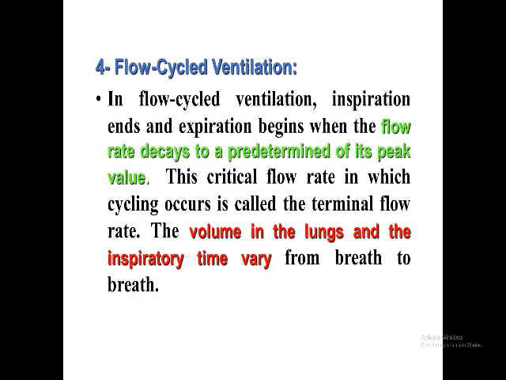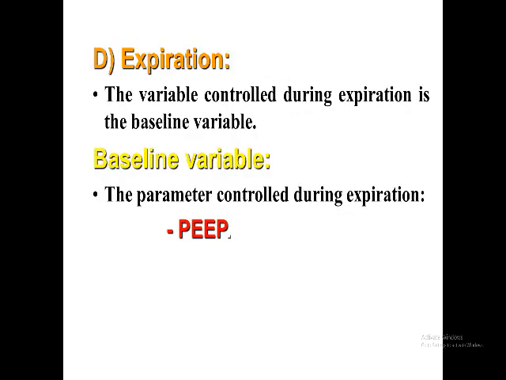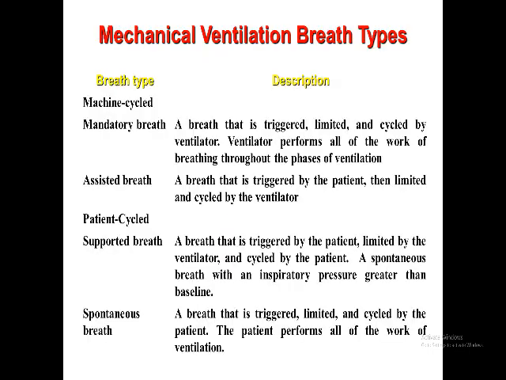In flow cycled ventilation, inspiration ends and expiration begins when the flow rate decays to a predetermined percentage of its peak value. This critical flow rate at which cycling occurs is called the terminal flow rate. The volume in the lung and the inspiratory time vary from breath to breath. Expiration: the variable controlled during expiration is the baseline variable. Baseline variable is the parameter controlled during expiration, which is PEEP.